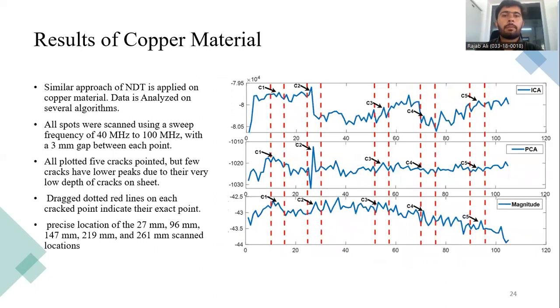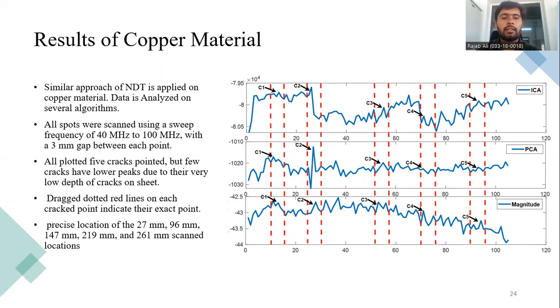These are the results of the copper material. We have used a copper sample also. A similar approach of non-destructive testing is also applied on the copper material. Data is analyzed with several algorithms. All the spots were scanned using a sweep frequency of 40 to 100 MHz with a 3 millimeter gap between each point. All plotted 5 cracks, but a few cracks have lower peaks due to their very low depth on the sheet, like 0.5 millimeter or 1 millimeter.